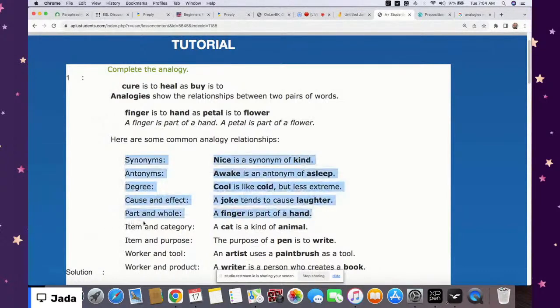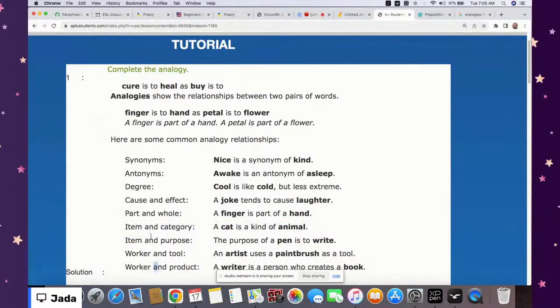Then parts and whole. A finger is part of a hand. We all have fingers and they're attached to our hands. It's part of our hands, right? And it's the same way with our toes, right? They are attached to our what? Feet, right? And then item and category. A cat is a kind of animal. So a cat is to animal, just like we have dog, animals, like that.